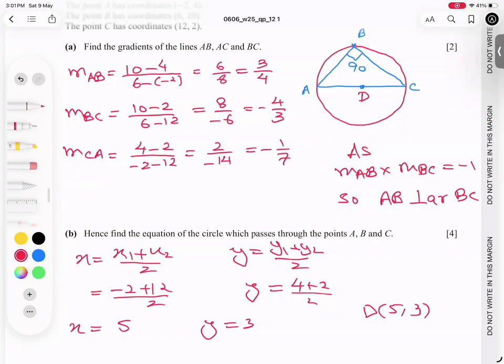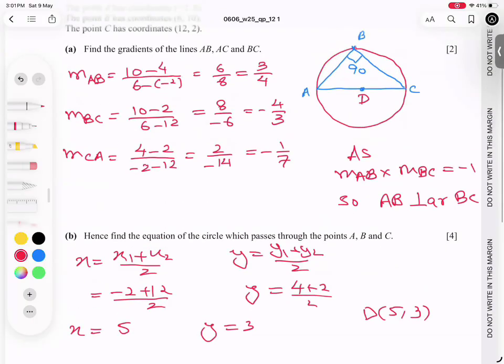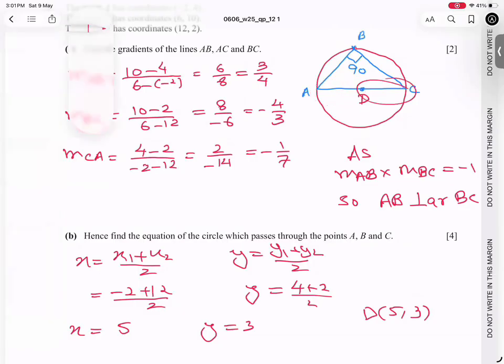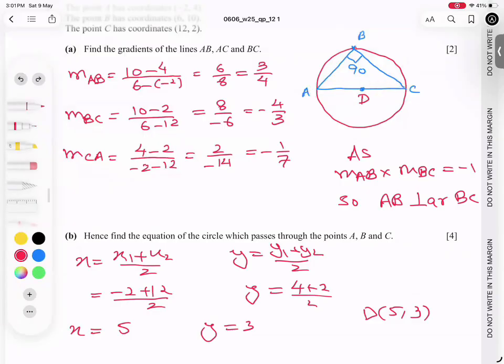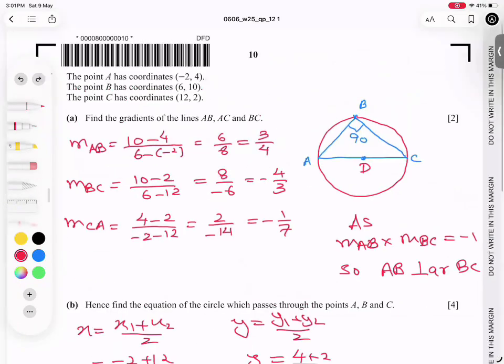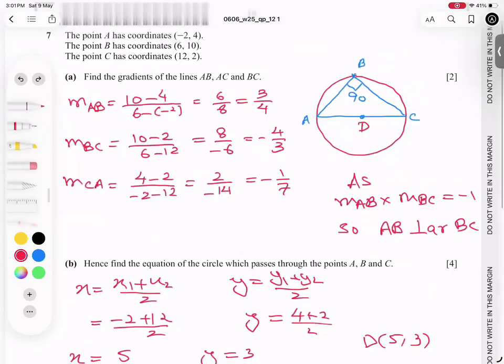How to find the equation of a circle, students? We are looking for the distance, the radius. We can go for the AD distance, not a hard job, or the AC distance divided by 2. Let me check. A coordinates is (-2, 4).